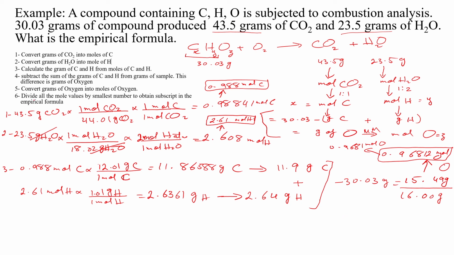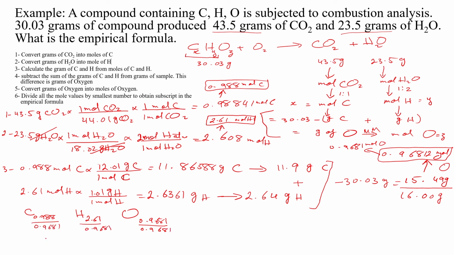Now we're going to do number 6, which is divide all mole values by the smallest number to obtain the subscripts in the empirical formula. So we have our carbon. The number of moles of carbon that we have is 0.988. Hydrogen we have 2.61. Oxygen we have 0.9681. So the smallest number of moles is oxygen, 0.96. So we will divide all these by this number.